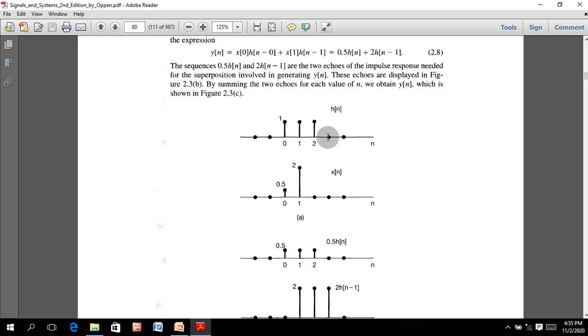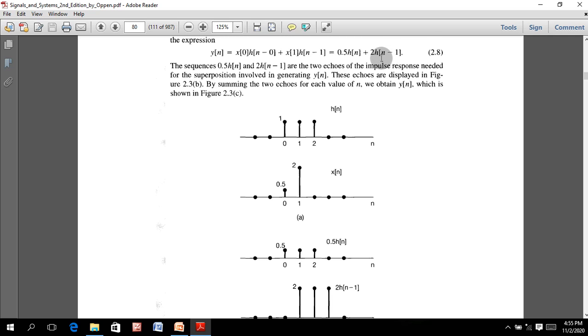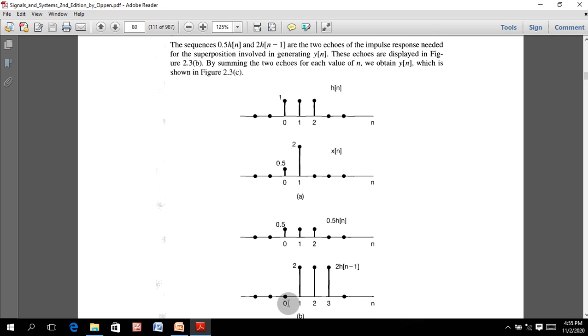So this could be written as, as you can realize, 0.5 into h of n gives this result, and when we multiply 2 to h of n minus 1, we realize this.